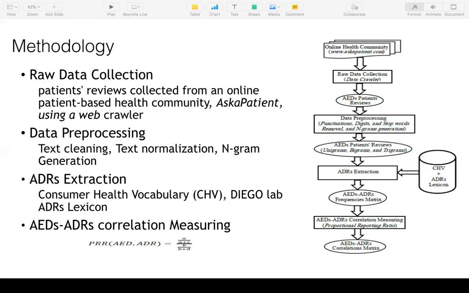So let's move to the final stage, which is AEDs and ADRs correlation measuring. In this stage, we use the proportional reporting ratio, or PRR. It's a statistic that is used to summarize the extent to which a particular adverse event is reported for individuals taking a specific drug, compared to the frequency at which the same adverse event is reported for patients taking some other drugs. Here we have a matrix containing the list of AEDs as columns and the list of ADRs as rows. Each cell in the matrix contains the frequency of a particular ADR to measure the correlation between each AED and ADR.